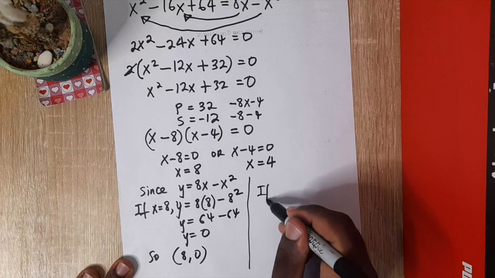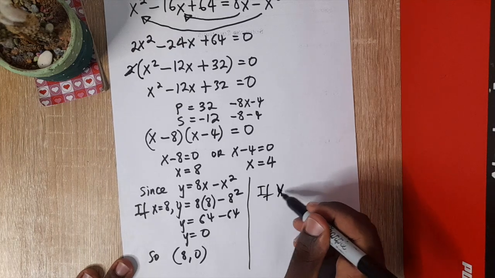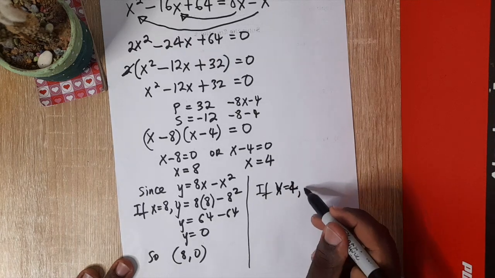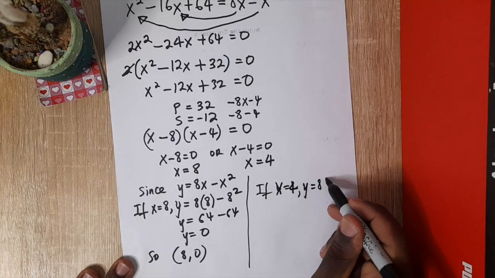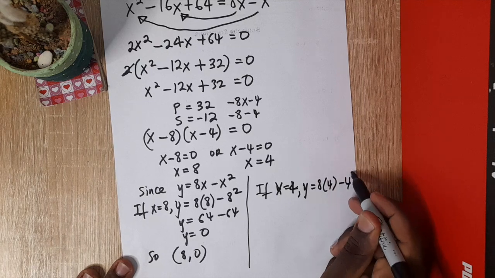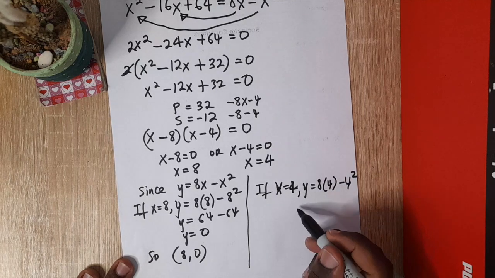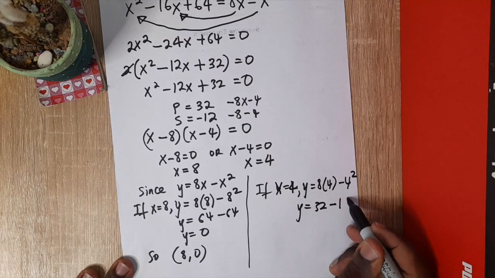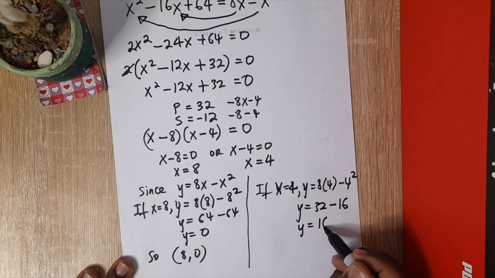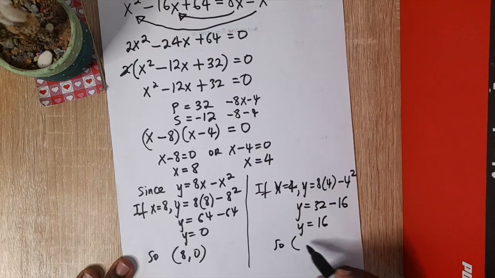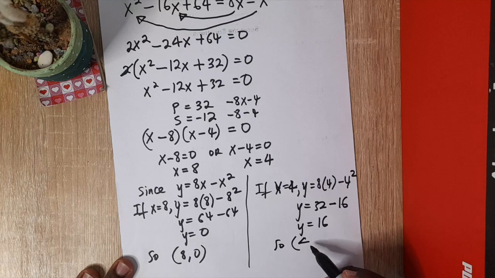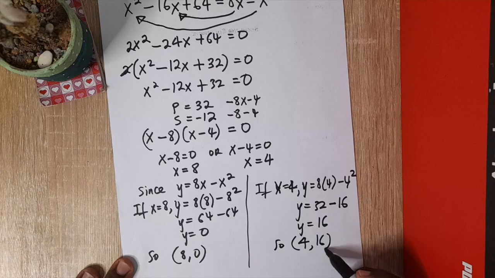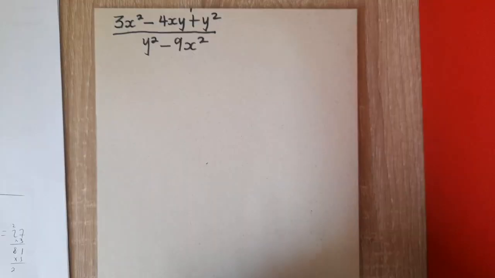Now, on the other hand, for the other point, if x equals 4, I can substitute 4 where x is. I'm going to use the same quadratic equation, so I'm going to multiply 8 times 4 minus 4 squared. 8 times 4 is 32, and 4 squared is 16. 32 minus 16 equals 16, so those two lines cross each other at (4, 16). And these are the two points for that equation.